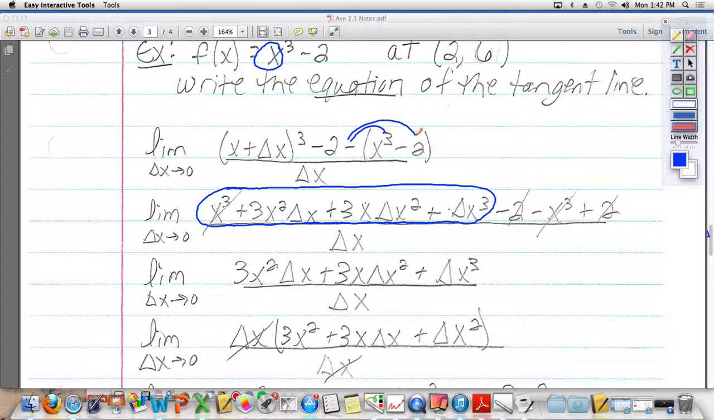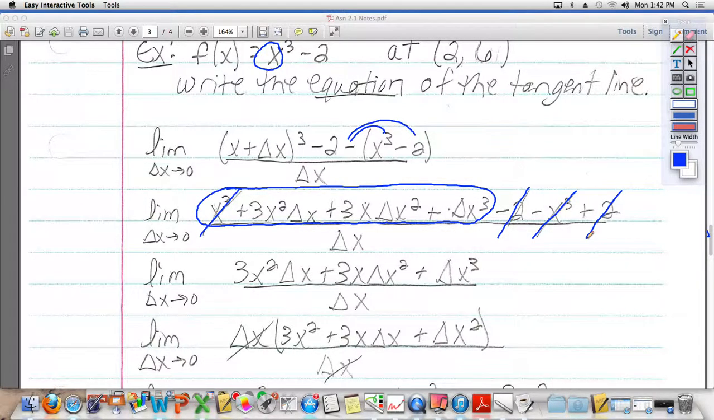I start looking for things that are similar. I have an x cubed and a minus x cubed. They cancel out. I have a minus 2 and a plus 2. They cancel out. I'm left with 3x squared change in x plus 3x change in x squared plus the change in x cubed. Just the leftovers. That goes right here. Divided by the change in x.